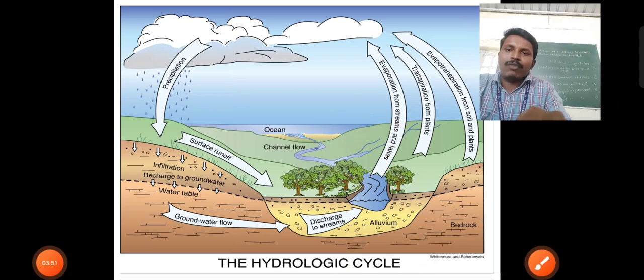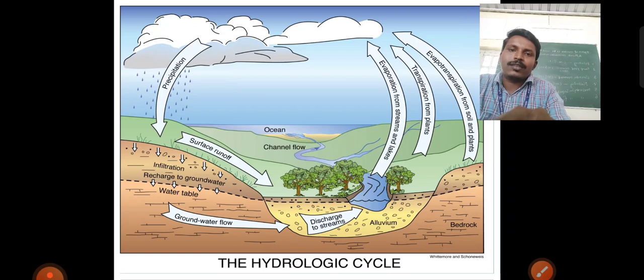What is meant by evapotranspiration? Evapotranspiration is the combination of transpiration and evaporation. The water vapor that escapes from the leaves of the trees, and the water vapor that escapes from the wet soil, is called evapotranspiration.